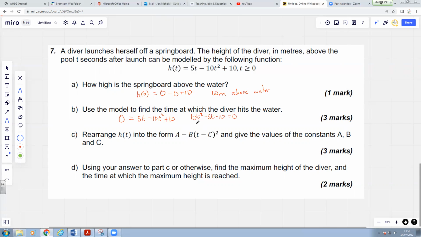Divide it all by 5. You're going to get 2t squared minus t minus 2 equals 0. Factorize it, because I think it does factorize. I haven't got the answers with me this time, so apologies if I make a mistake. I think it's going to go around minus 1. Oh, sorry, minus 2 and plus 1. Hang on. Maybe it doesn't factorize. Let's just have a good look.